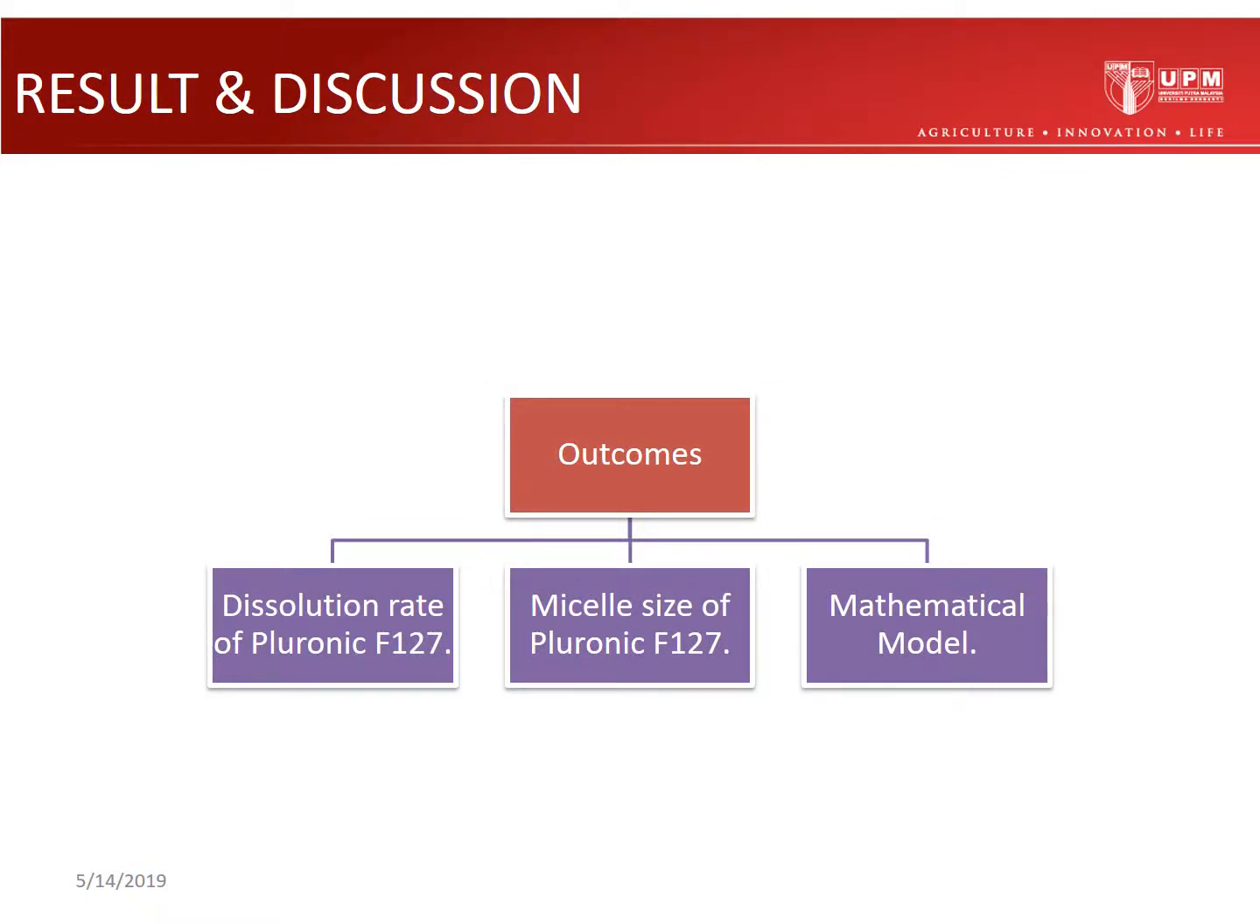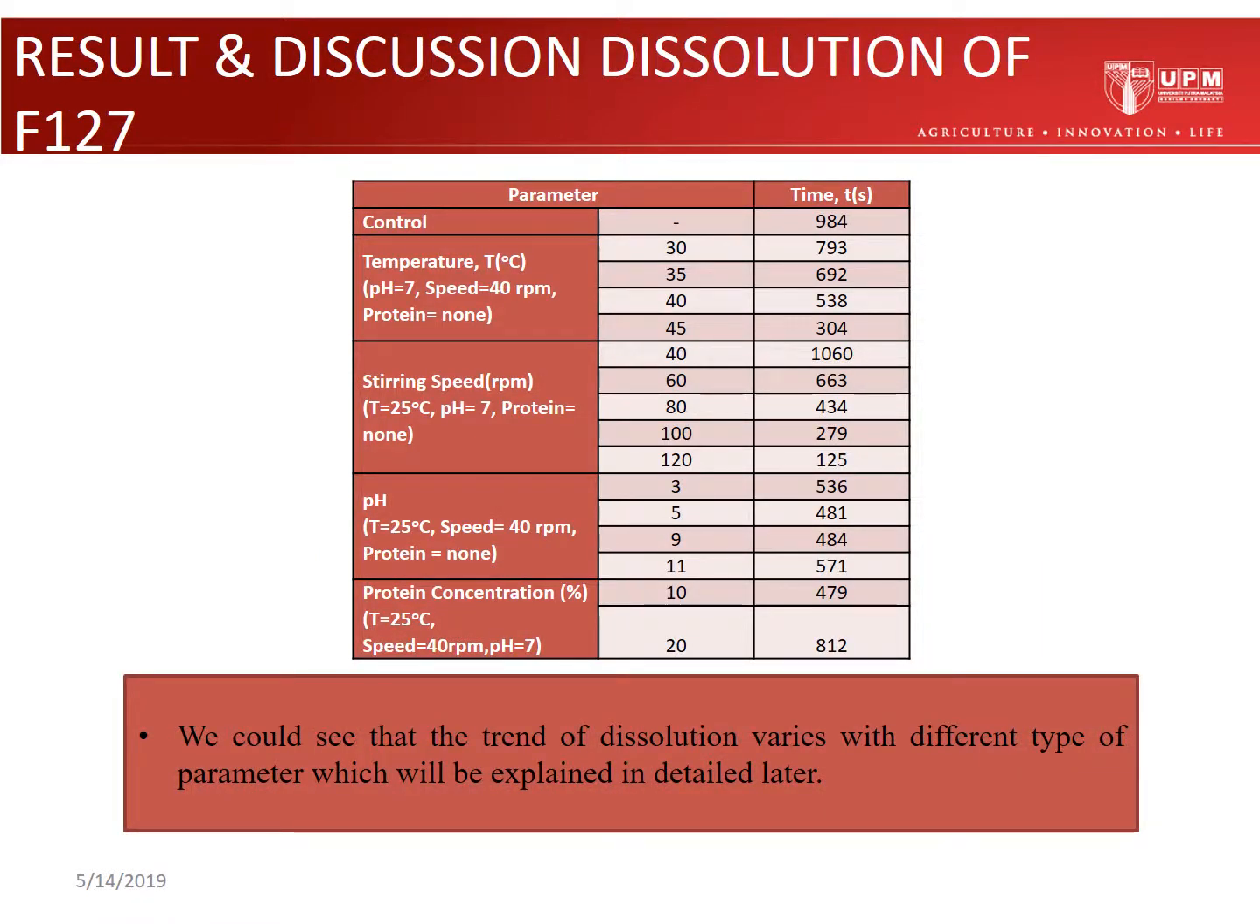Okay, now we're going to proceed with the results and discussion. The outcome will be three: the dissolution rate of F127, the micelle size of F127, and the last one is the mathematical model. Now we are going to proceed with the results and discussion on the dissolution rate of F127. So this is the data.